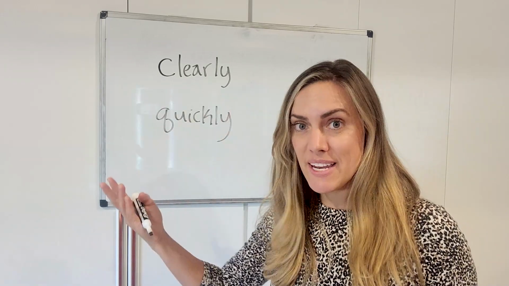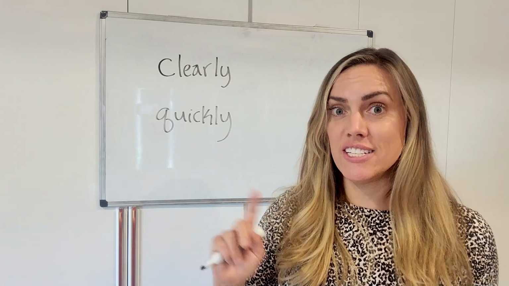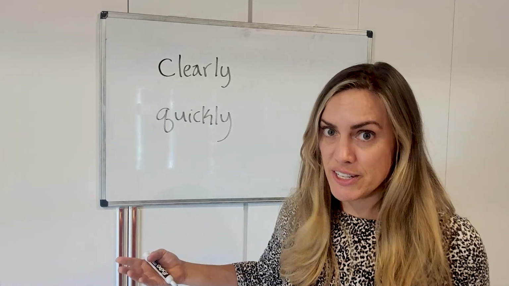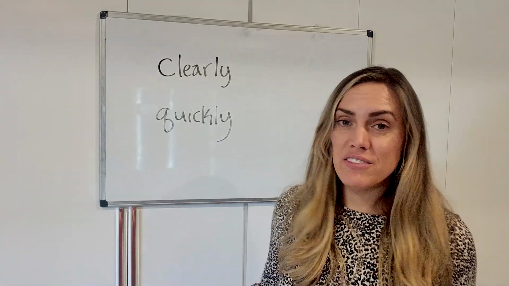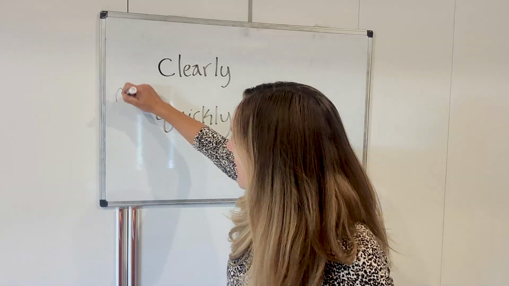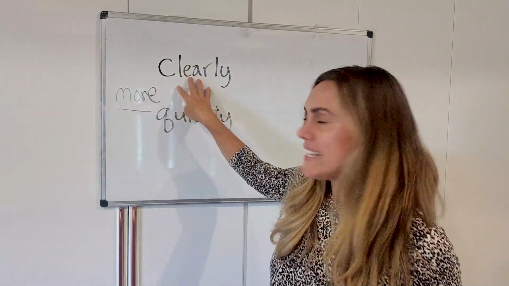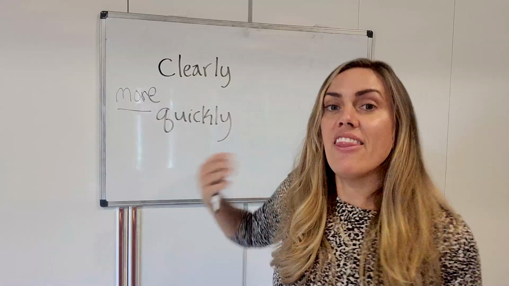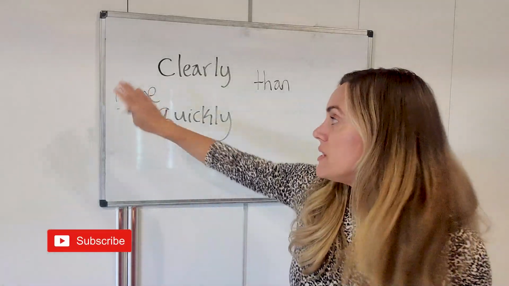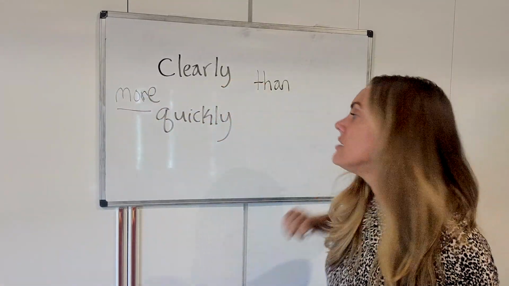Now, what I said about adjectives that end with a Y, that are 2 syllables, is not the same as what you do with an adverb that ends with a Y, that's 2 syllables. Here, all you have to do is add the word more before the adverb. So you just add more. I tried to speak more clearly to my students than, okay, don't forget than comes after, I tried to speak more clearly to my students than I do to my friends.